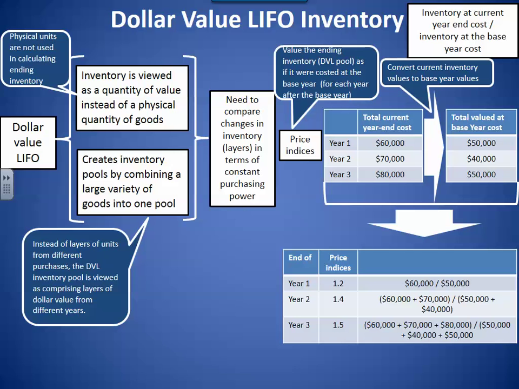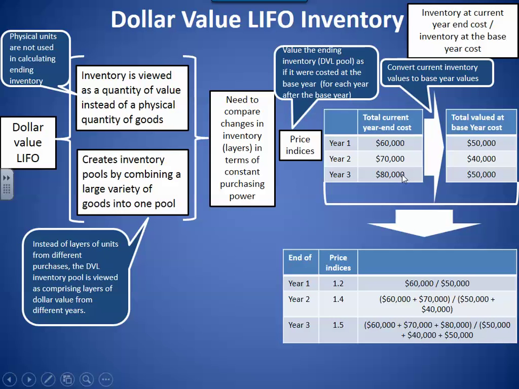So let's take a look at this particular example right here. We have years 1, 2, and 3, and the total current year cost at the end of that current year, we show $60,000, $70,000, and $80,000. Well, in trying to compare the changes between those inventory values from year to year, it's literally impossible to do that because there are price level changes which are not valid changes in inventory.